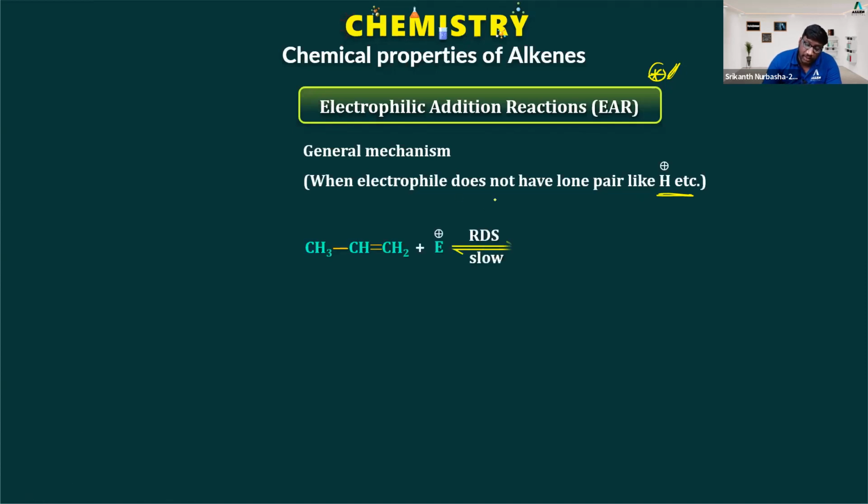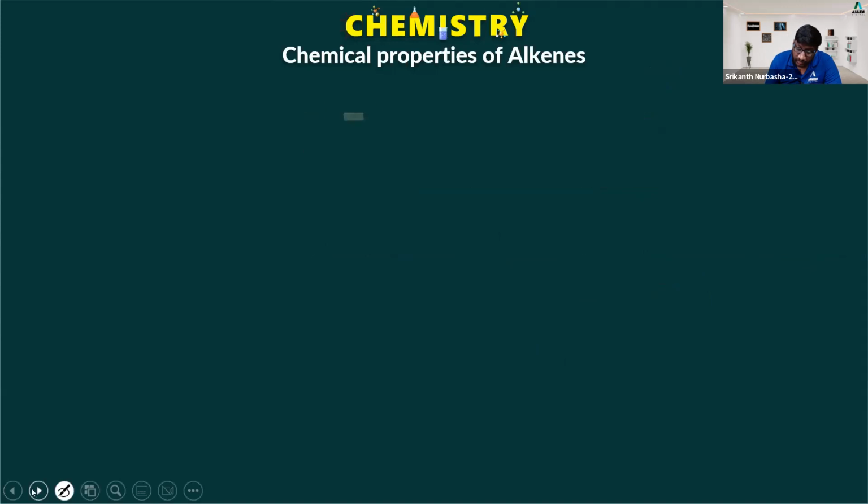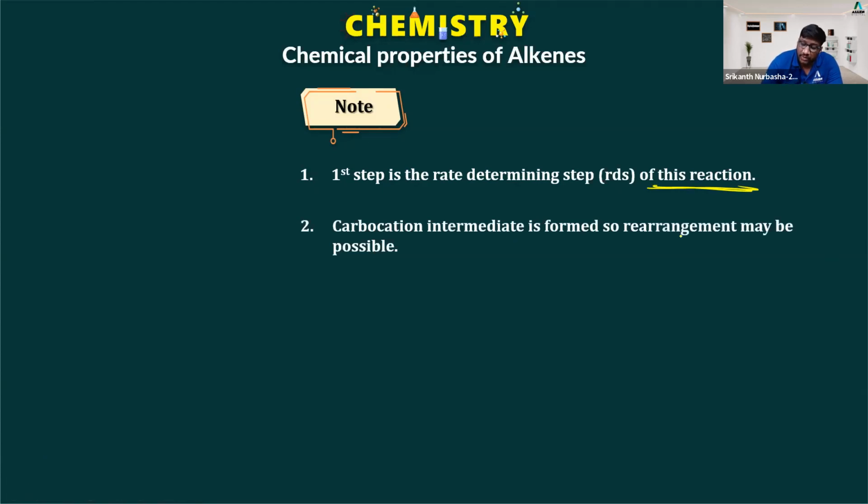General mechanism, when the electrophile does not have a lone pair of electrons: the pi electron density attacks the electrophile, forming a carbocation. The 2-degree carbocation is more stable. The more stable carbocation will then be attacked by the nucleophile, and you will have the respective final product. The first step, formation of the carbocation, is the rate determining step of this reaction. Since a carbocation intermediate is formed, rearrangement may be possible.